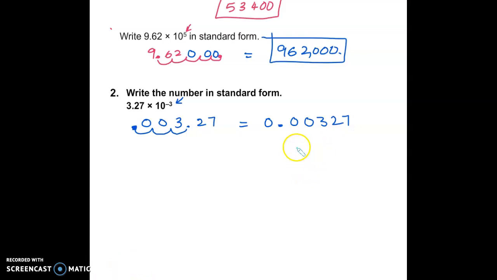I'm going to give you a little hint. If the exponent is positive, move the decimal to the right.